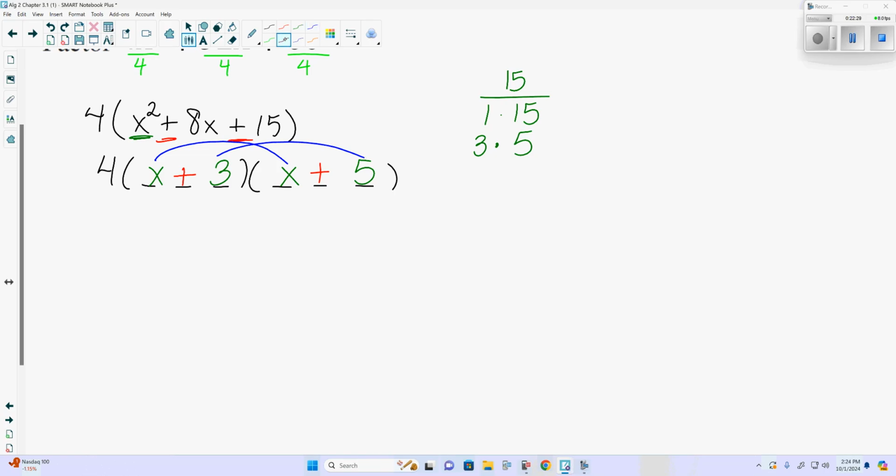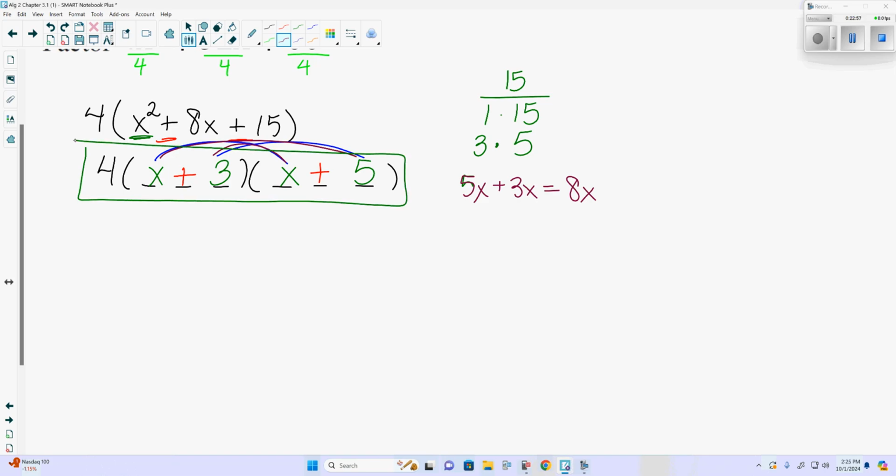The main one we're going to focus on is our x times 5. X times 5 is positive 5x. And our 3 times x is positive 3x. And 5x plus 3x is 8x. Is that the middle term we wanted? So the correct answer is this here, x plus 3 times x plus 5. Questions on this here?